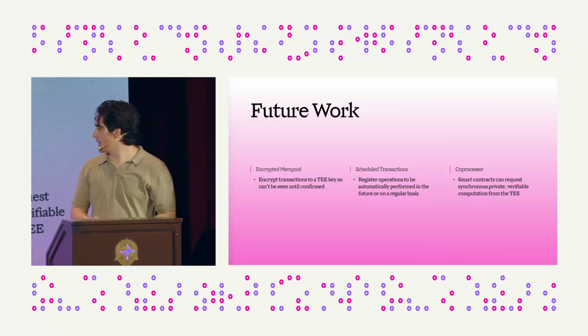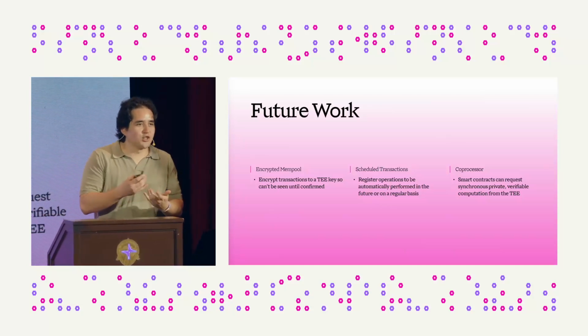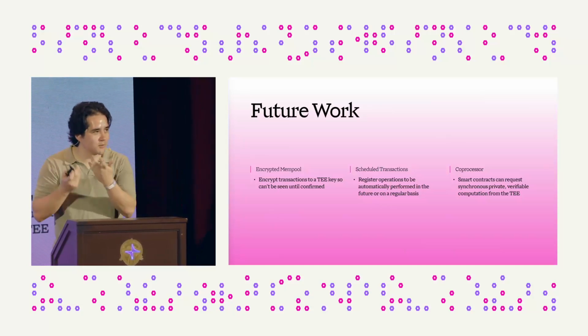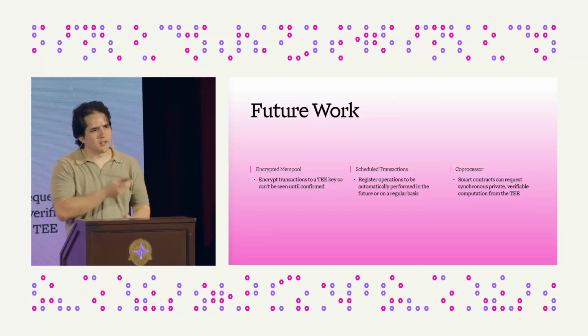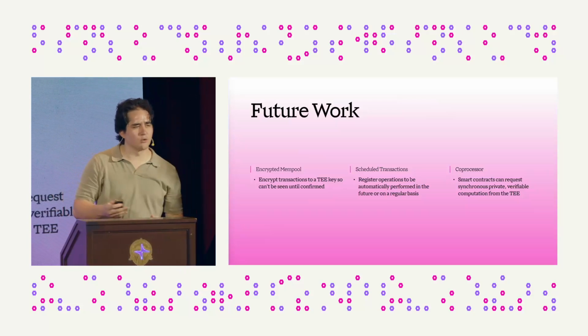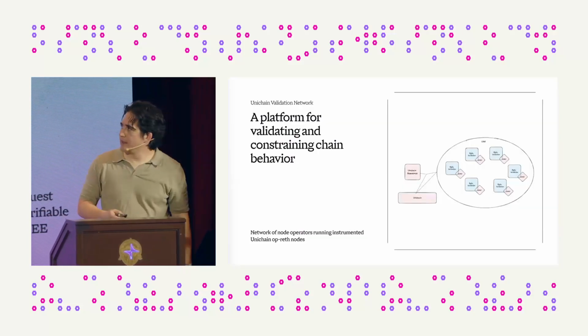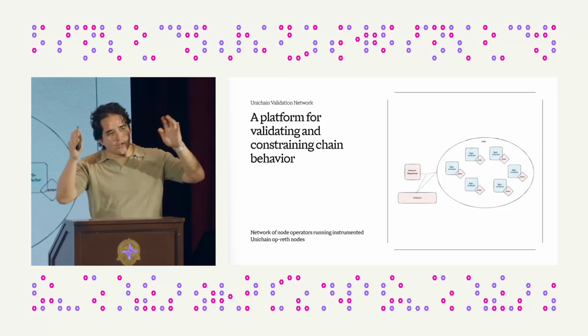And finally is this idea of a coprocessor, which is where a smart contract on chain could request computation from the TEE, which is actually a really powerful thing because you can run much broader strategies, maybe accessing off-chain data and so on, that get executed on-chain in a trustless way. Okay, so that was kind of the general idea of rollup boost.